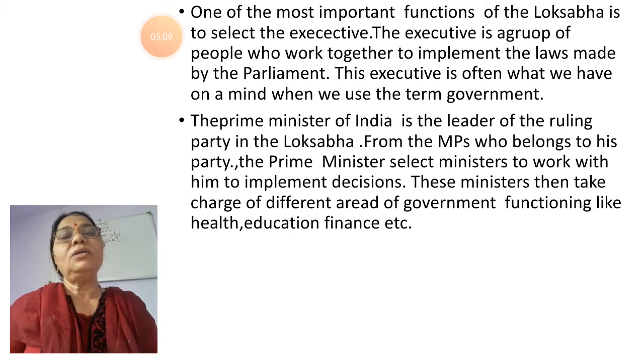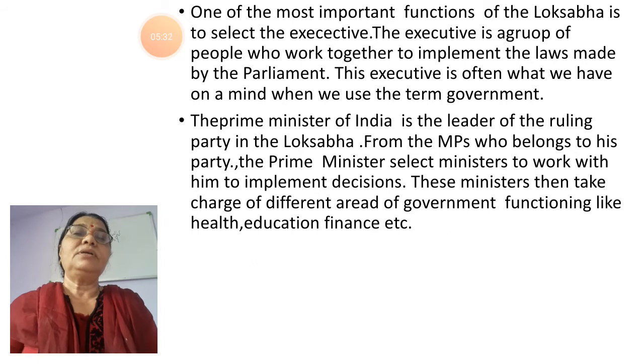Only making the law is not important, but implementation is also very important, and that implementation is always done by whom? Done by this executive. This executive is often what we have in mind when we use the term government. Understood? The Prime Minister of India is the leader of the ruling party in the Lok Sabha.